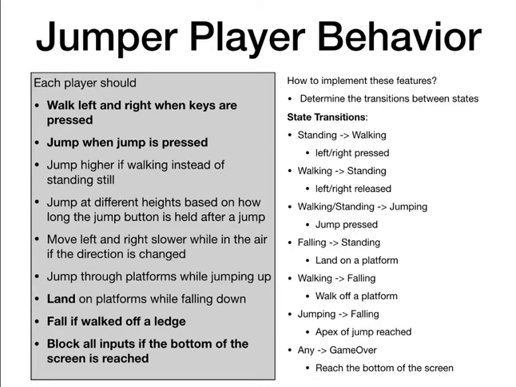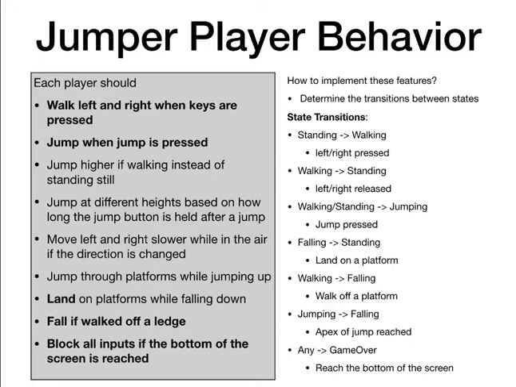And finally, the state transitions. A lot of these are what we'd expect, but I'll go through them one at a time. If I'm standing and I press left or right, I should transition into the walking state. If I'm walking and left or right is released, I should go back to the standing state. If I'm walking or standing and I hit the jump button, I should go into that jumping or rising state. When I land, I haven't even mentioned falling yet, but if I'm falling and I land on a platform, I should transition to the standing state.